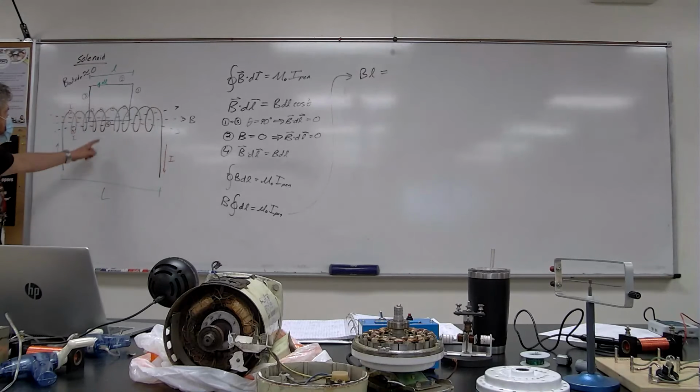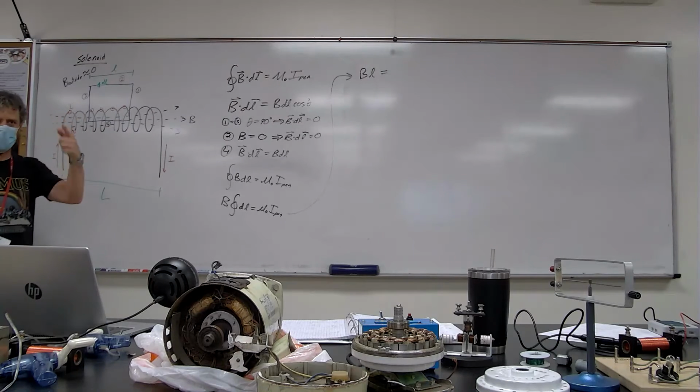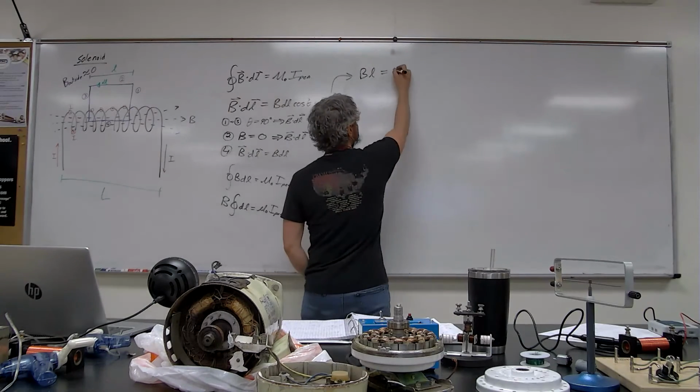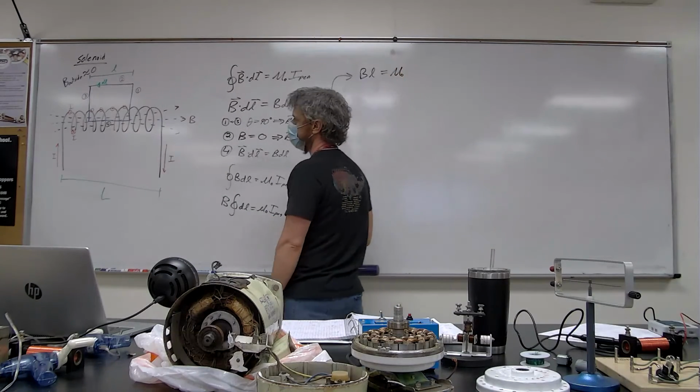Now how do I determine the current going through that? Because it's not just I. It's I, and then it's another I, and then another I, and another, because you have a bunch of wires. Same wire, but it's carrying that current through that surface over and over again. So how do I deal with that? Well, I have mu naught, so let me just put mu naught there. Does it have to do with the length? Yeah.